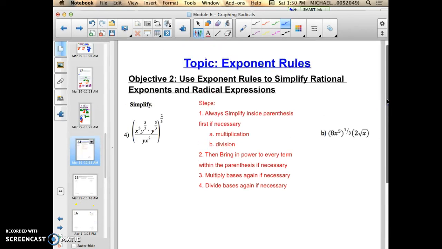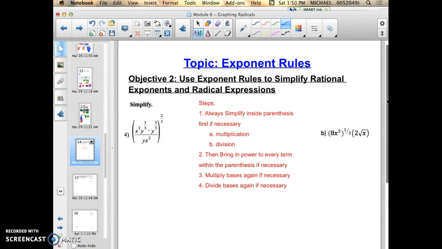Objective 2 in the topic of exponent rules is to use exponent rules to simplify rational exponents and radical expressions. So this is the objective where we're going to call upon the exponent properties or rules that we learned about in objective 1 and put them into action.